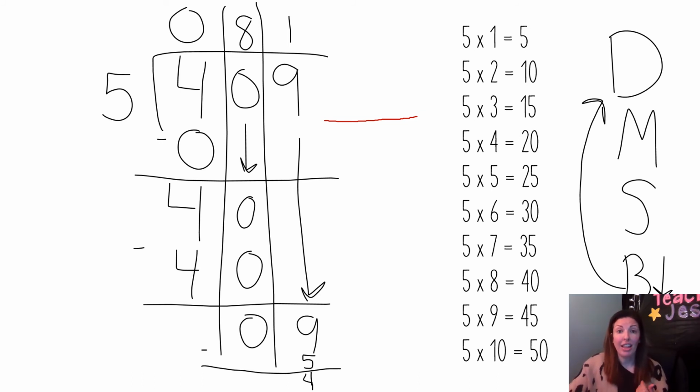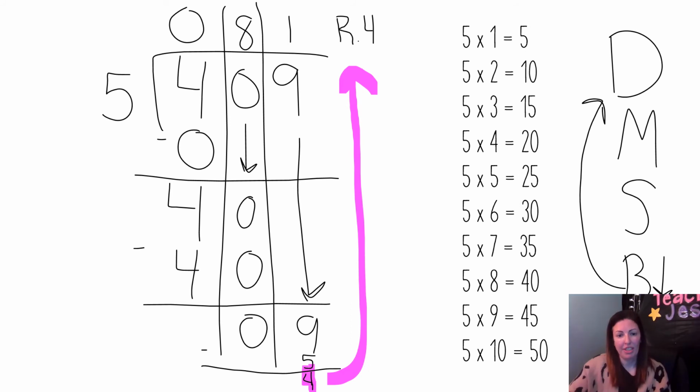This 4 lets me know that I have a remainder. And sometimes, yes, you do have a remainder because you cannot evenly divide the dividend by the divisor. So then what I do, I bring this remainder 4 all the way up to the top where I wrote the rest of my quotient. And my quotient is 81 with a remainder of 4.